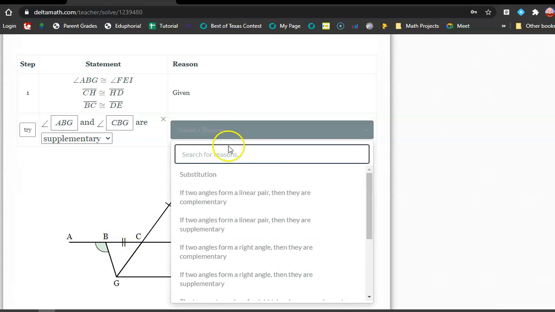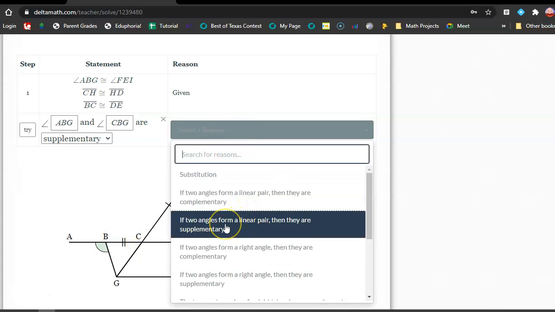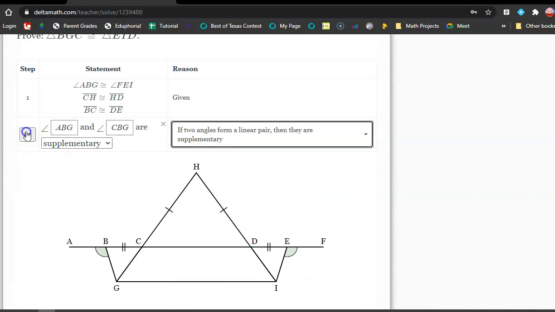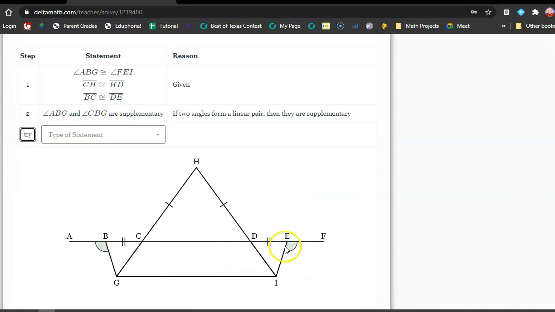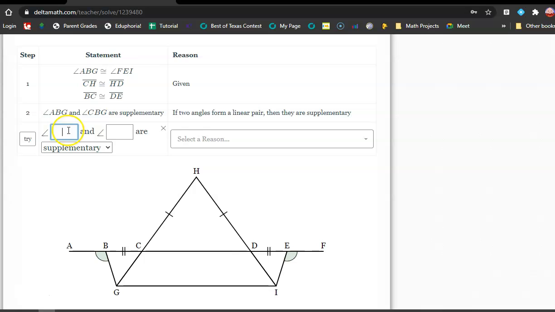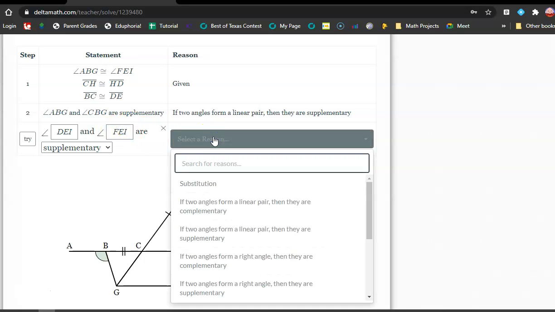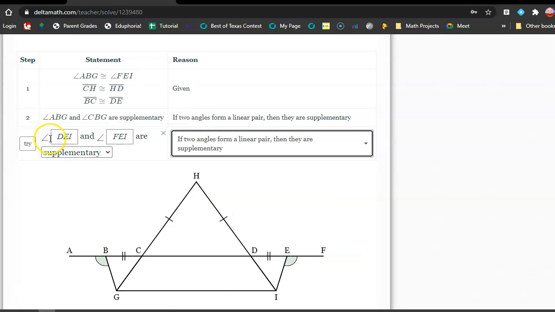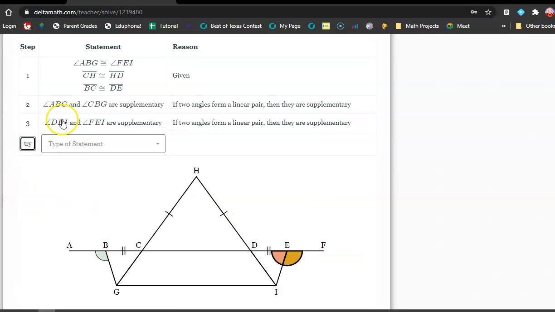How do I know that? Because they're linear pairs. Let's see. There it is. Linear pairs are supplementary. Now we can say the same thing over here. So supplementary, there's those. Now we're going to say angle DEI and angle FEI are supplementary, again, because they're a linear pair. Right there, linear pair.